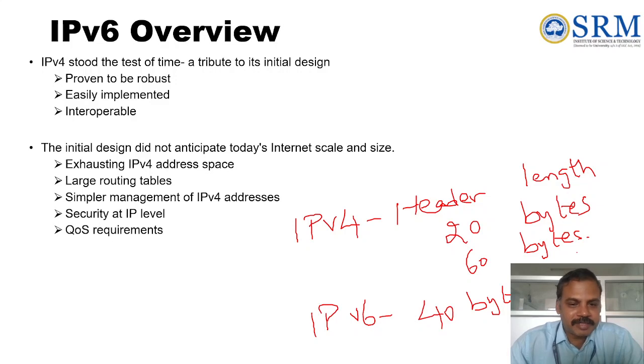Simpler management of IPv4 addresses doesn't happen. Security at the IP level is not sufficient in IPv4, so we have various newly added security features in IPv6. Quality of service support is not up to the mark in IPv4, and again we are achieving it in IPv6. So these are the motivations for moving from IPv4 to IPv6.